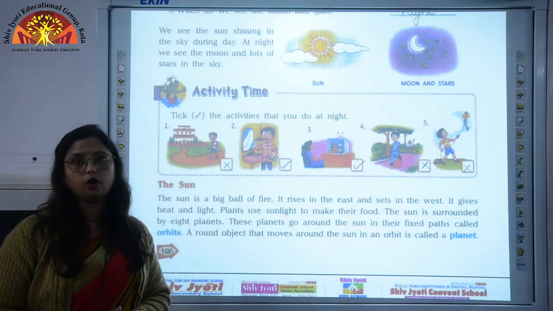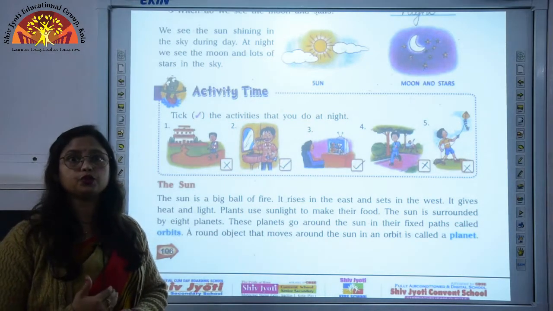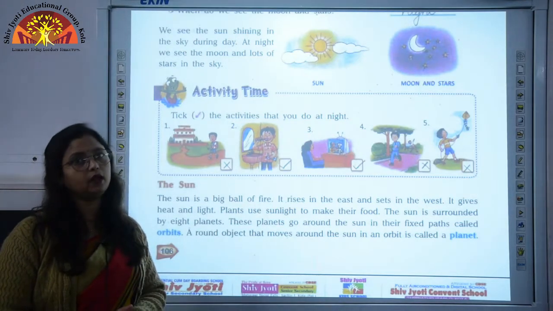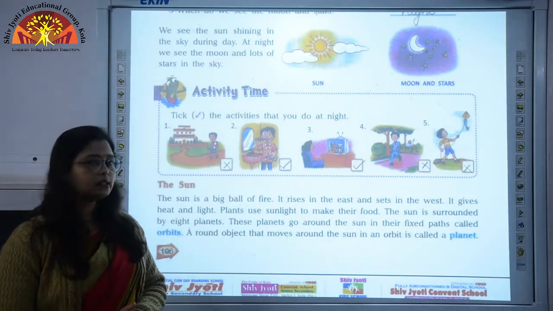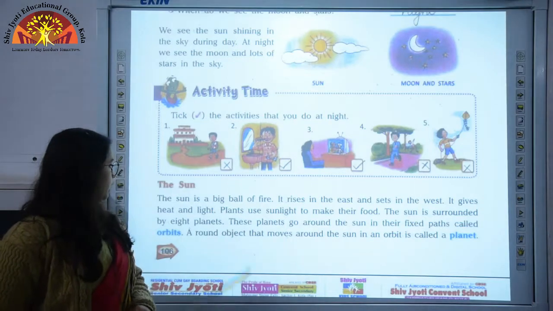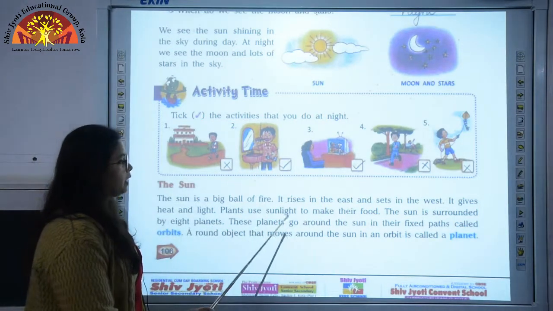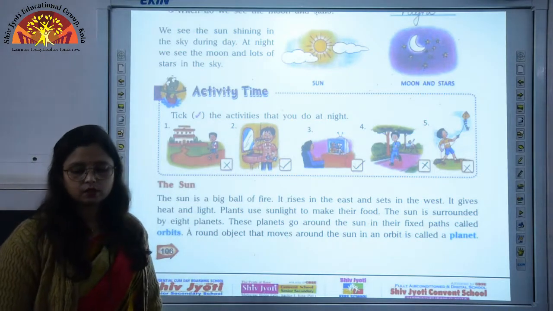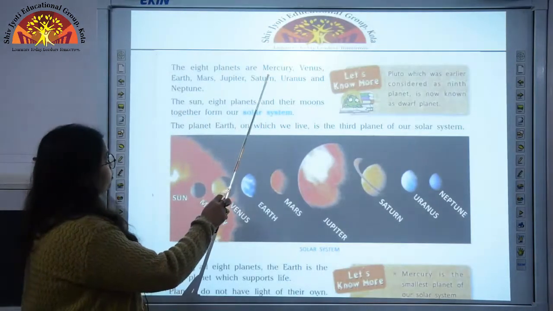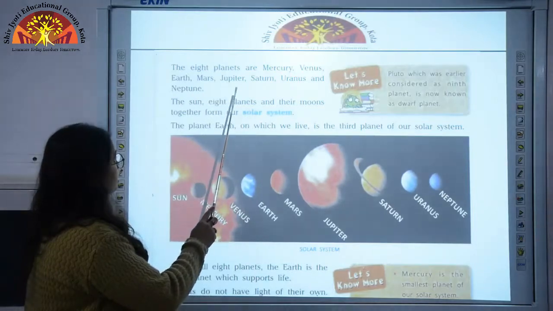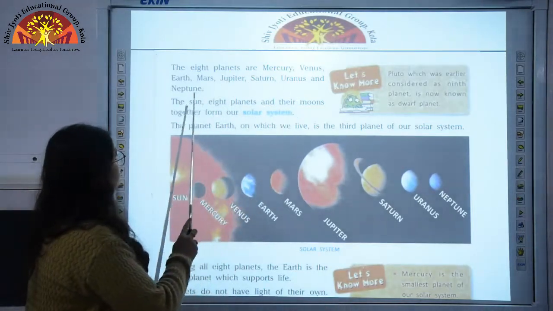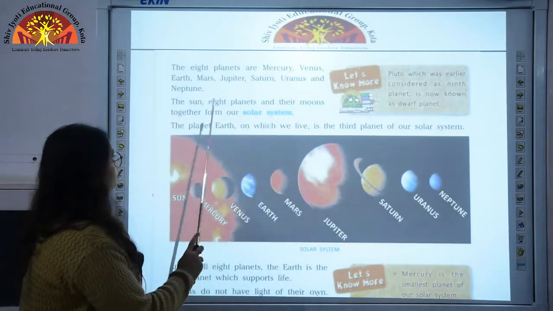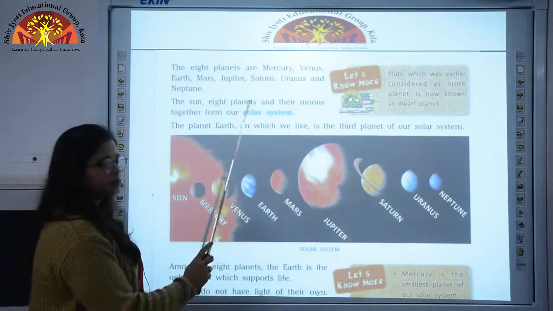Now, children, you all know that plants make their food using sunlight. So, it is the light of the sun which helps the plants to make their own food. Now, sun is surrounded by 8 planets. These planets go around the sun in their fixed paths called orbits. So, children, the 8 planets are Mercury, Venus, Earth, Mars, Jupiter, Saturn, Uranus and Neptune. The sun, 8 planets and their moons together form our solar system.